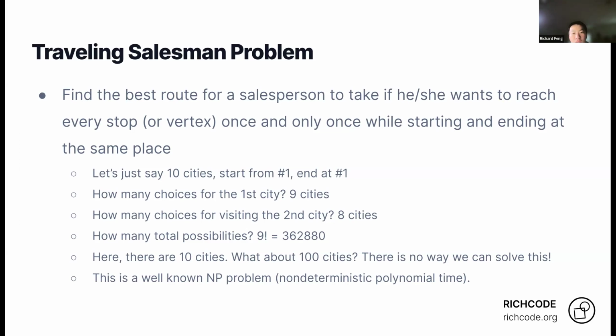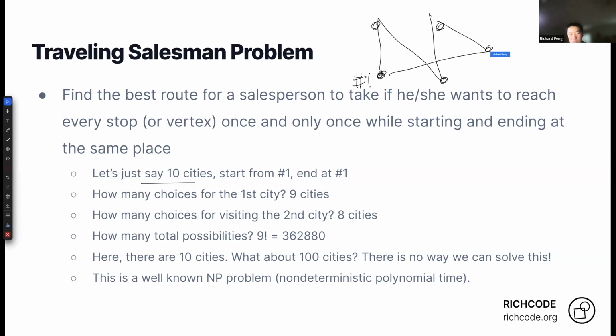This is a very difficult problem in today's world. We can start with, let's say there are 10 cities, numbered 1 to 10, and we're going to start from 1 and end at 1. To make it simpler, let's just say there are 5 cities, and we're going to start from this one. So how can we calculate the number of paths to take to deliver goods to every single house and then go back to the origin?